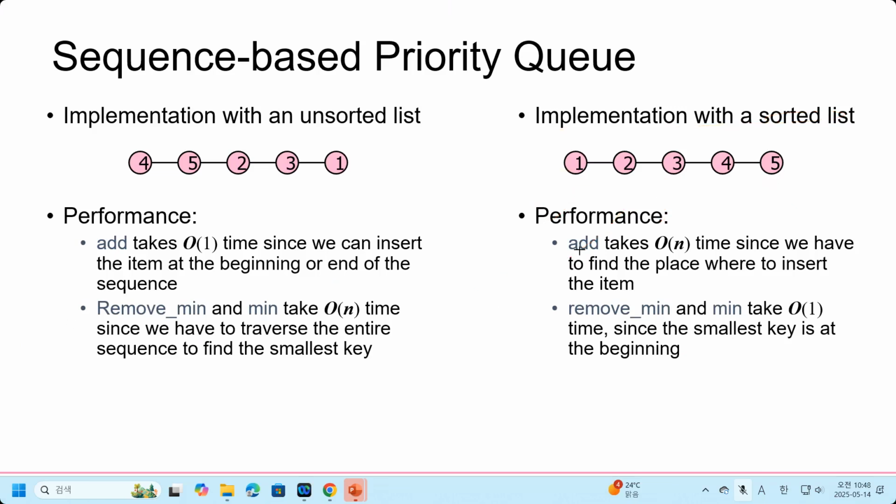So whenever you insert or add a value, you will need O(n) time, since you have to find the place where to insert the item. You need to check first where the position is, and then you put it in order. The remove min and the minimum take O(1) because you already sorted the list, so the smallest will always be at the beginning.